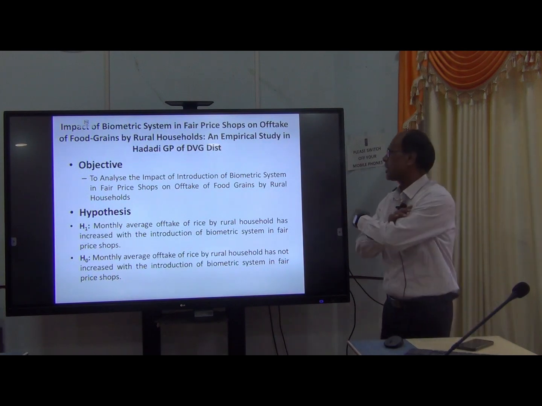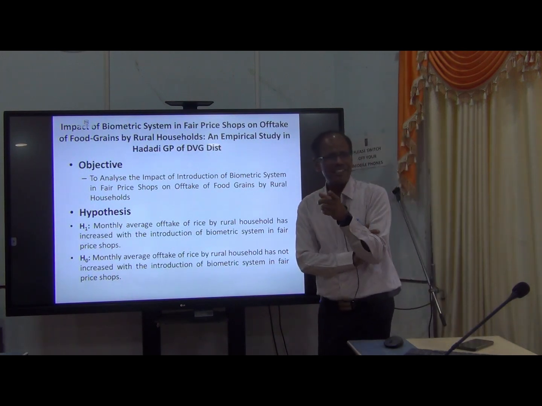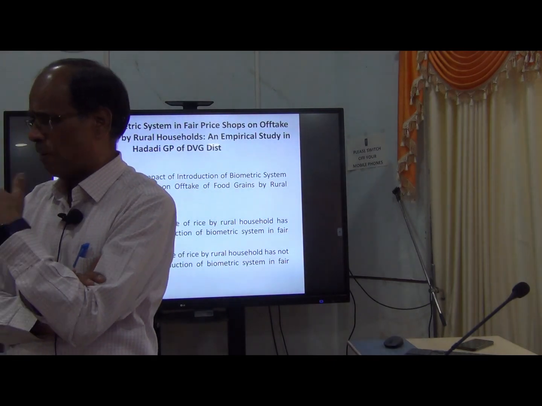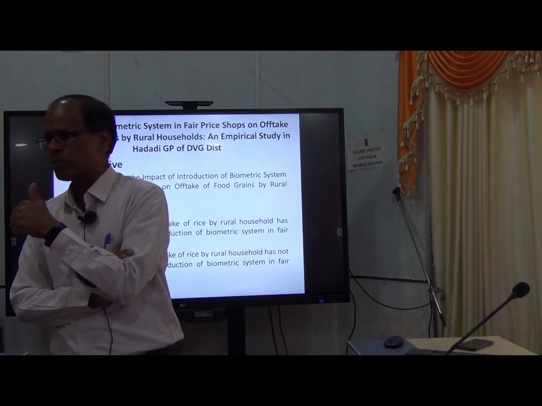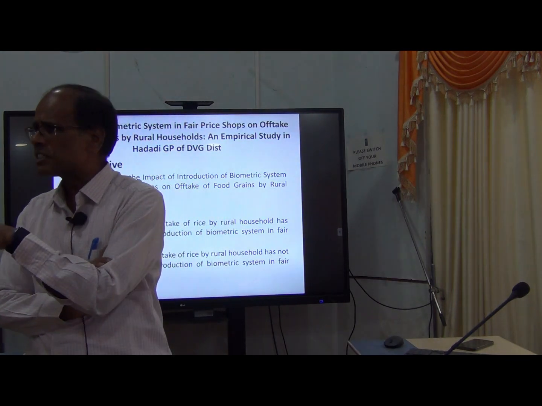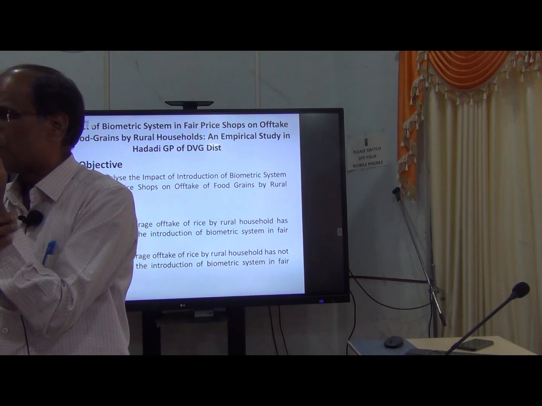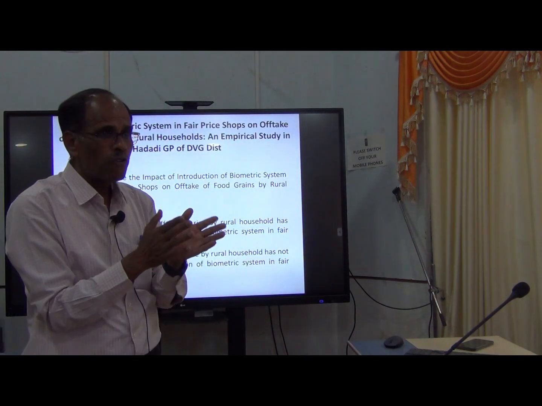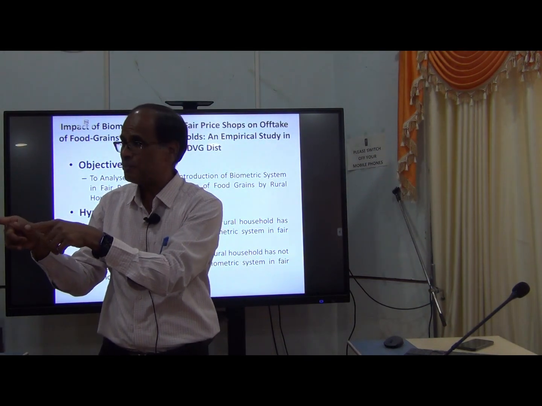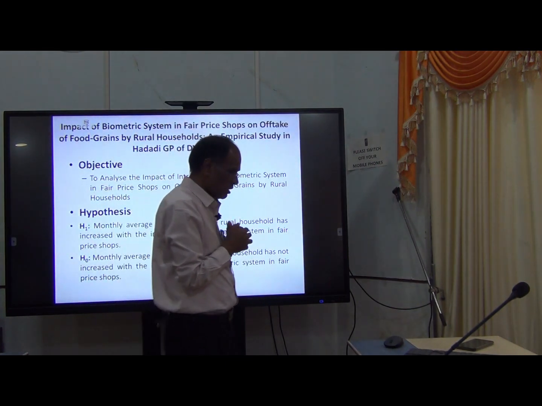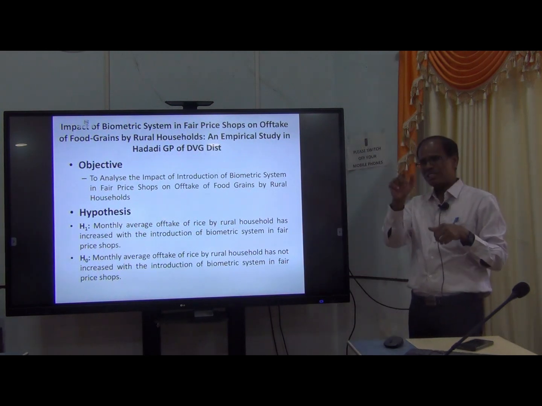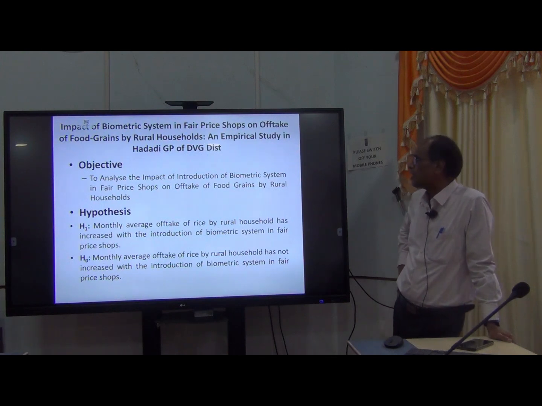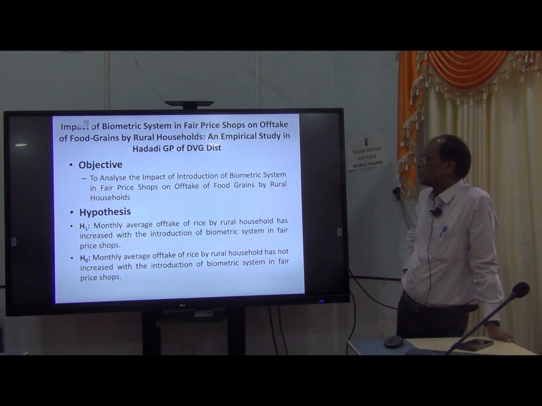The objective is to analyze the impact of the introduction of the biometric system in fair trade shops on offtake, meaning purchase, of food grains by rural households. In November 2016, the biometric system was adopted in the public distribution system. Did its implementation increase the beneficiaries' ability to buy more food grains?